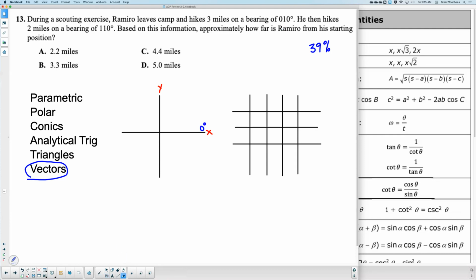So let's draw our first vector. I'll do it in blue. First vector, it's 10 degrees. So tell me when you think I've traveled 10 degrees. There. All right, it's not too far. Let's just go like that. I'm gonna make it a little bit shorter so I can fit in a second. So there's the first vector, and it's 3 miles at 10 degrees. That's 3 miles. Okay, and then what happens on the second vector? 2 miles. So it's 2 miles at 110 degrees.